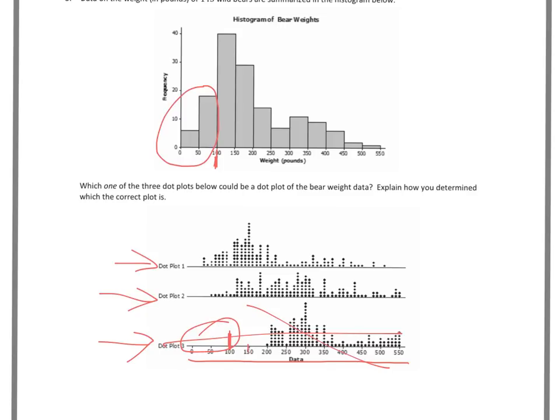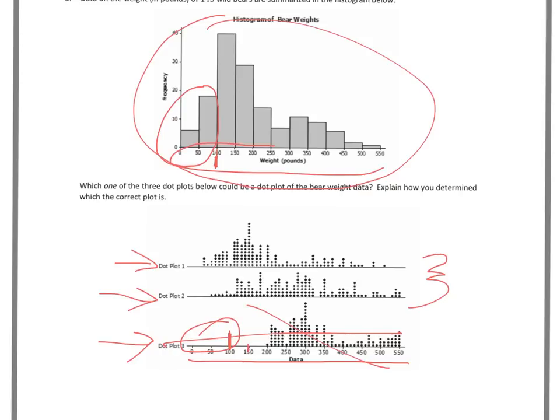So we've already eliminated dot plot 3, so you just have to look at 1 and 2 and match them up with this piece underneath, and then the values up and see where it goes compared to the dot plot below.